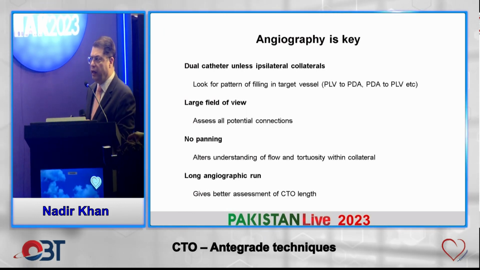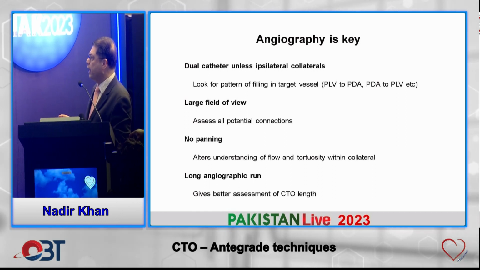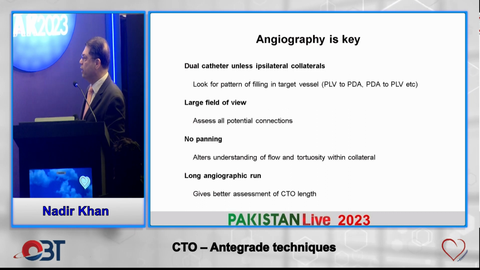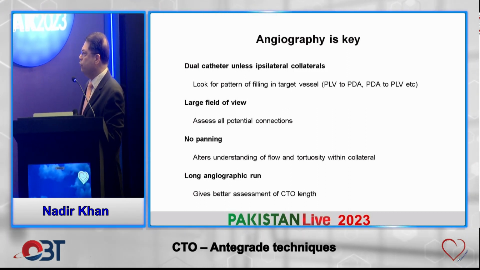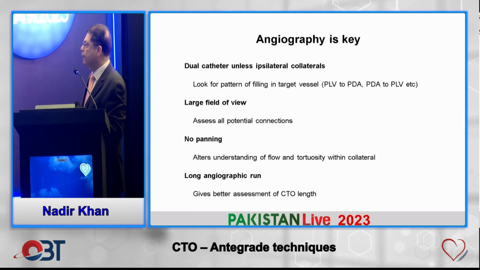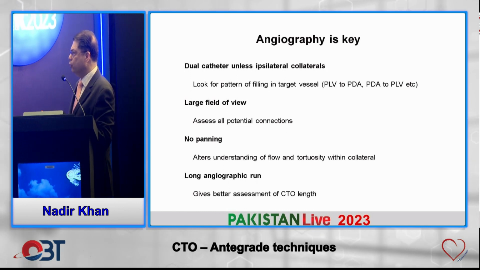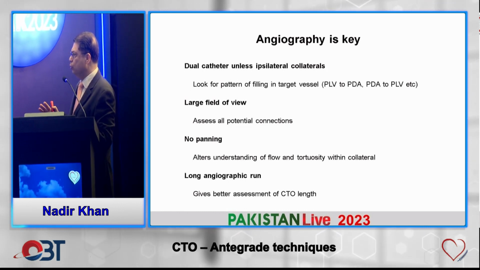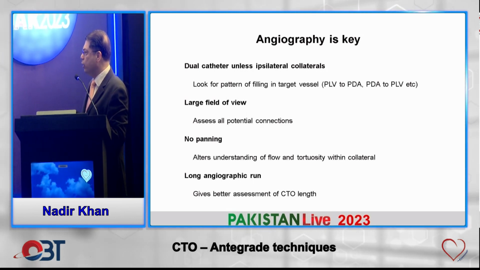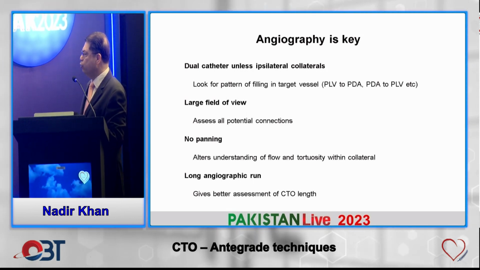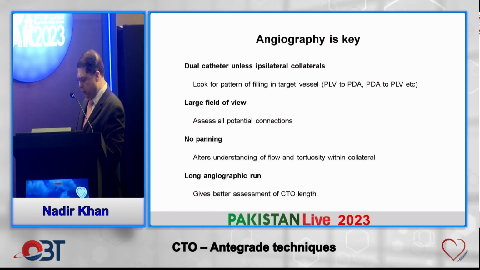So planning and angiography is the key. You ought to have a dual injection unless you have ipsilateral collaterals. There should be a large field of view, and you should do it in an unmagnified fashion to get a large view. There should be no panning, so you can clearly plan and understand the collateral channels. And it should be a long angiographic run to see all the connections.